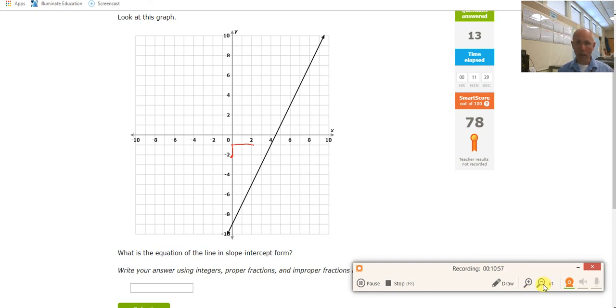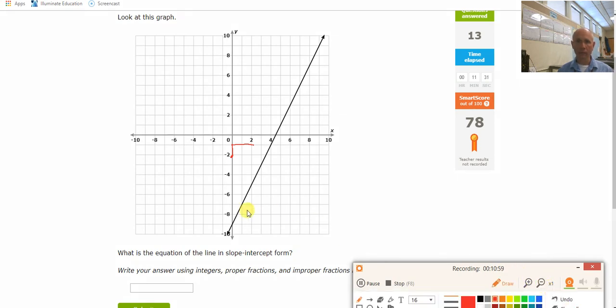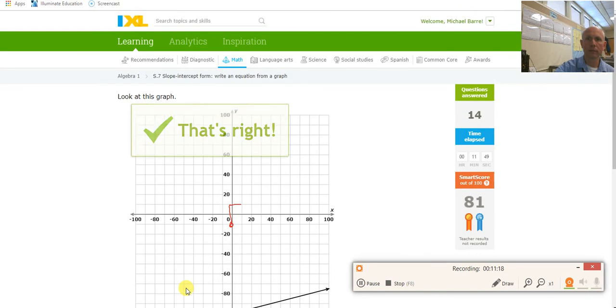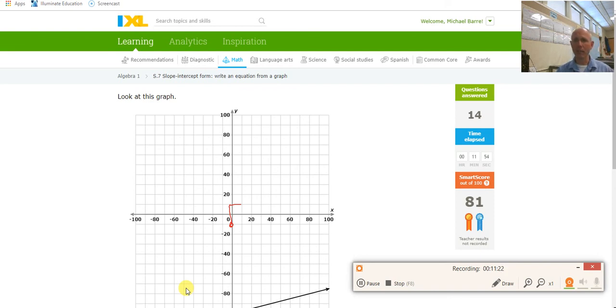Okay. So at -9, and it looks like it's just a 2/1. Y equals 2x minus 9. Rise of 2, run of 1, -9. I don't know, man. It's changing the scale on me. Okay, I think you've got it.